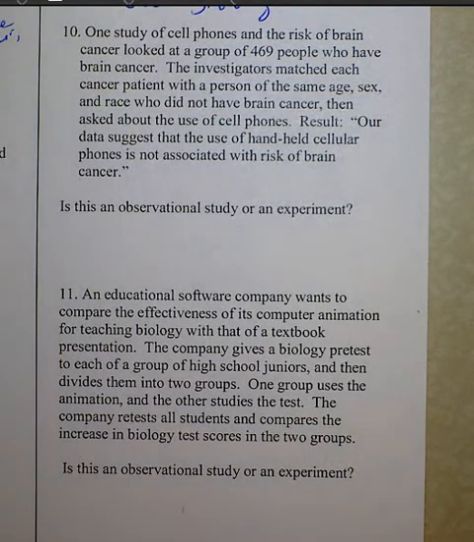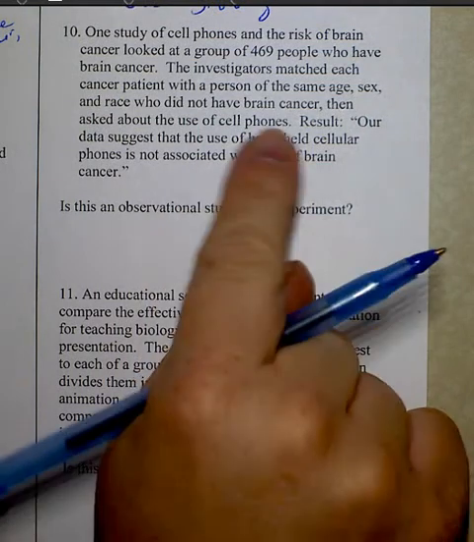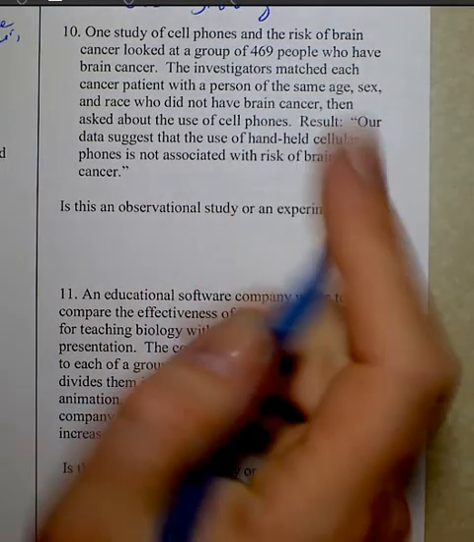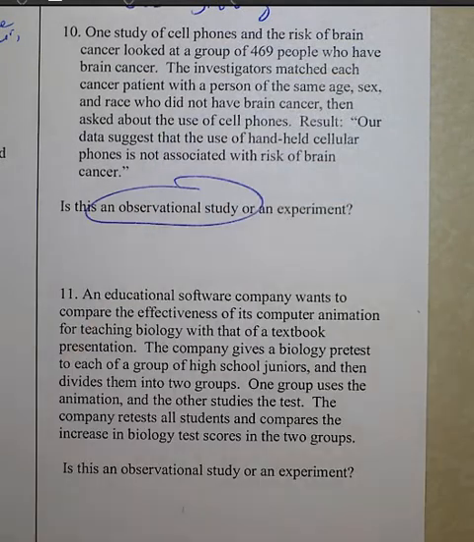So although we have two different groups, they are observing what's happening to both groups. They're not applying something, like, hey, let's put this cell phone up to your brain, and I want you to hold it up to your brain for a year, and then tell me, let's see if you start to develop some type of cancer. They're just observing what's happening between two different groups that are similar in age, sex, and race. This is an example of an observational study.